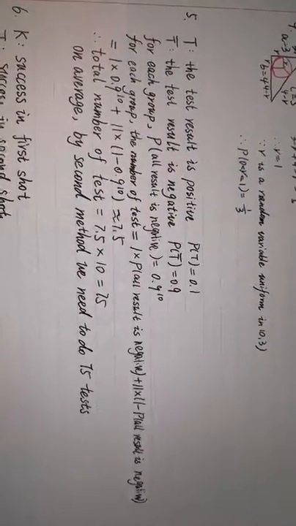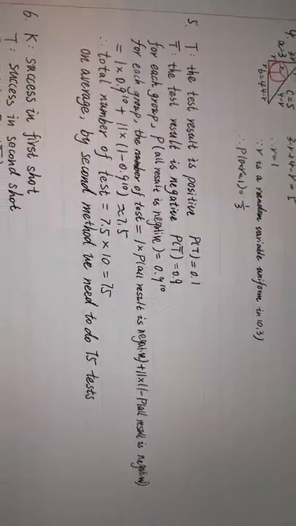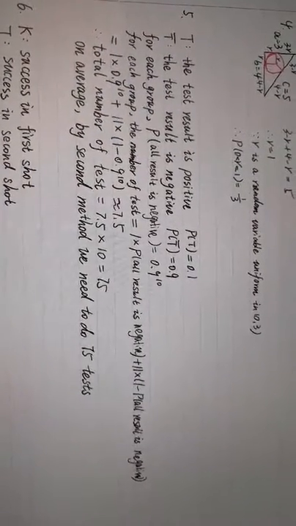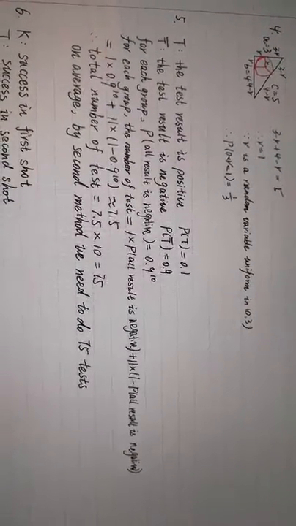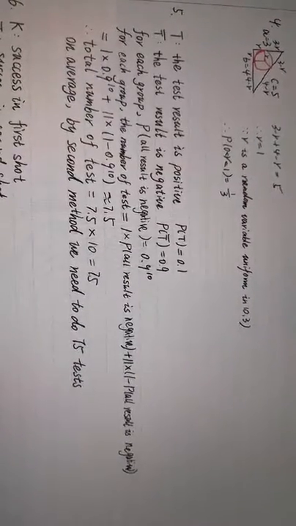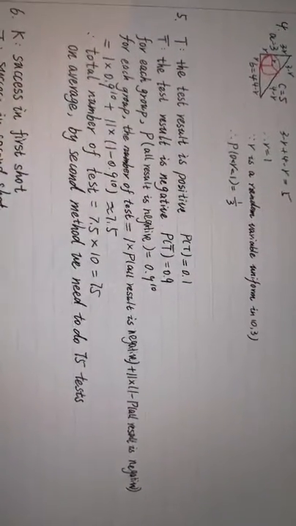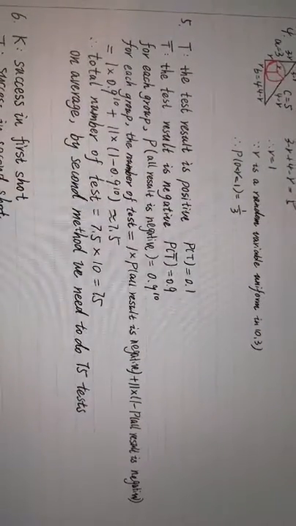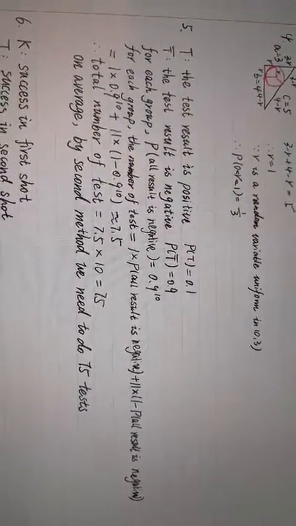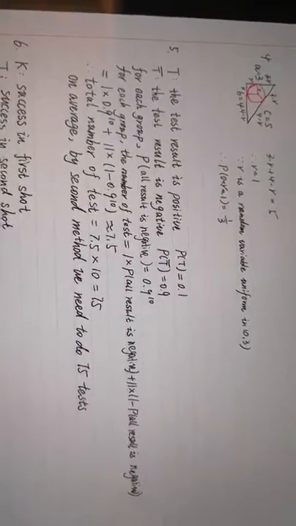And the total group number is 10 groups. So the total number of tests equals 7.5, that is for one group, times 10, so it's for the 10 groups. So the number is 75. So we can get the answer that on average, the number of tests we need to do by the second method is 75 tests. So this is the answer of this problem.